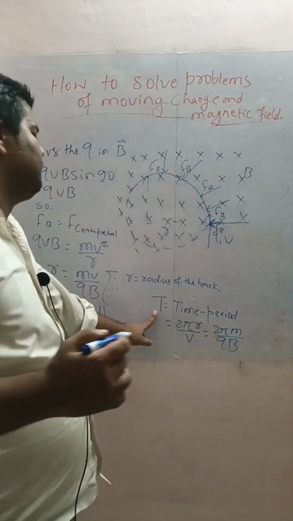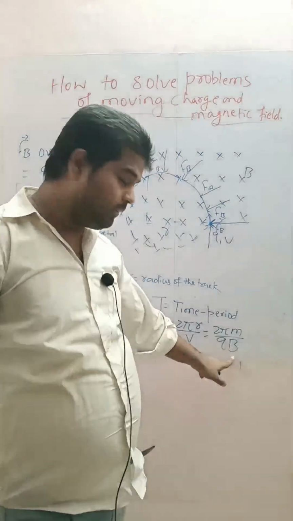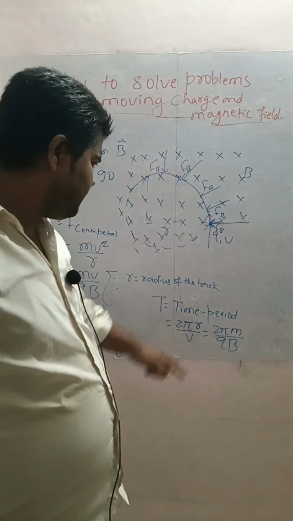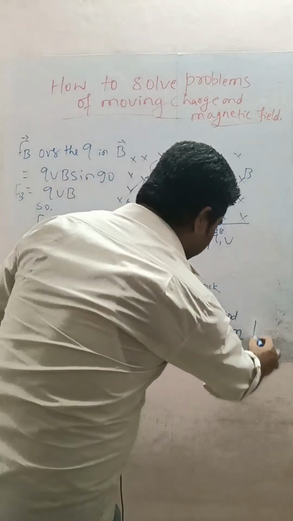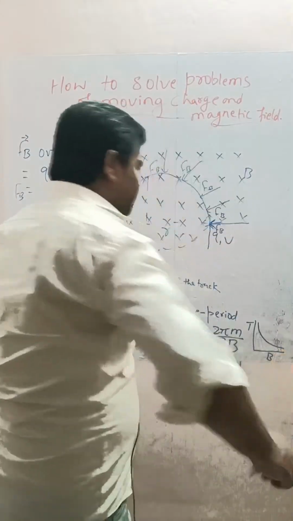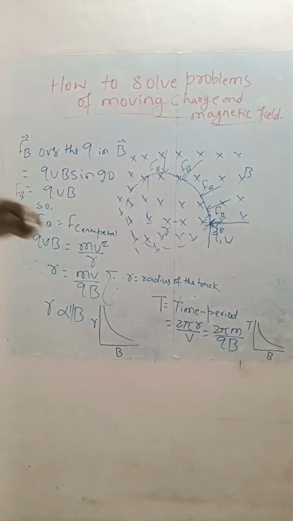So the time period is also inversely proportional to B, the magnetic field. In that case, we have again the same type of graph here, T and B. Clear? Time period is also inversely proportional to B.